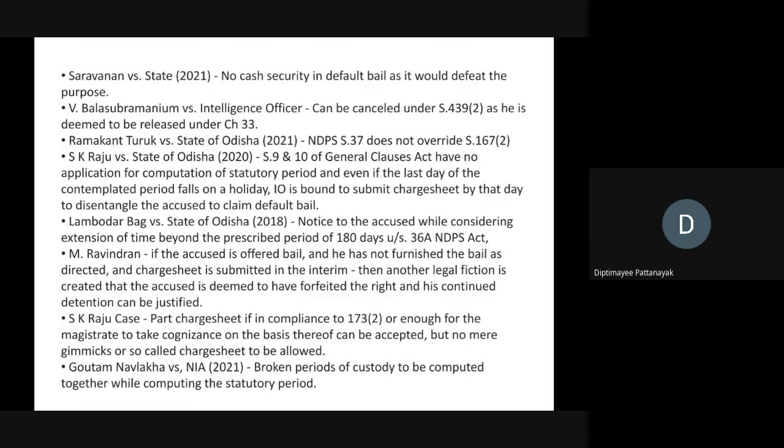In Ramakanta versus State of Odisha, it is held that NDPS Act Section 37 does not override Section 167.